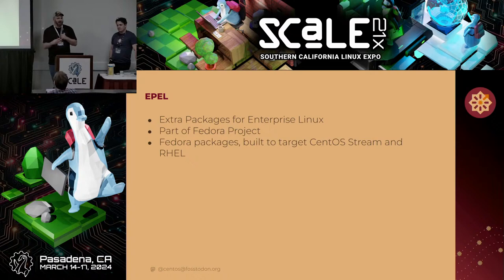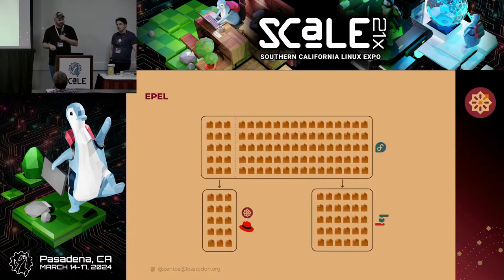EPL basically is Fedora packages that have been built to target CentOS Stream and RHEL, which is a little easier to explain with this little diagram I made. These are little boxes to represent packages. It is not drawn to scale. There's way more than 100 packages in Fedora, like I think 60,000 last time I looked at it.